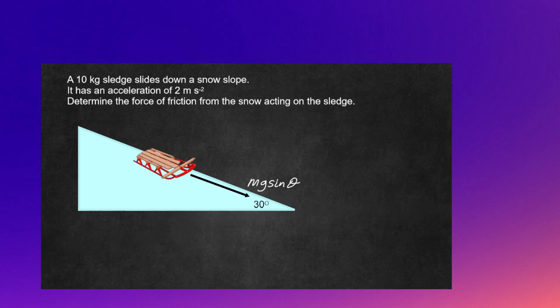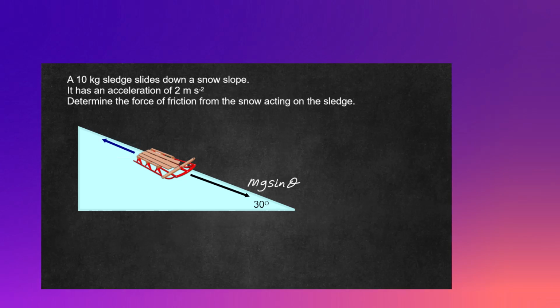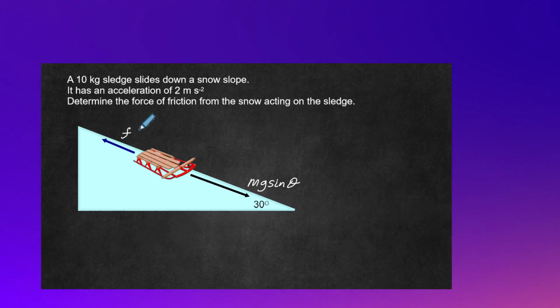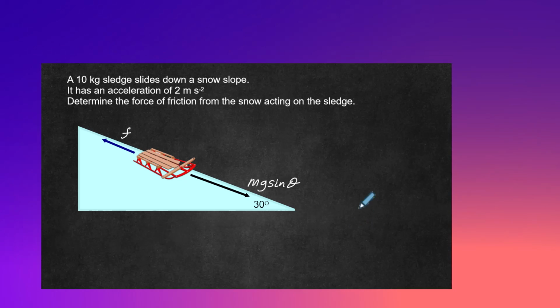And we know we have got a frictional force acting on the sledge, which we can represent by this blue arrow here like that, and we'll call that the frictional force. We'll give it a little symbol, and the symbol is going to be F like that. Now we can easily calculate mg sine theta. We can do that right away.